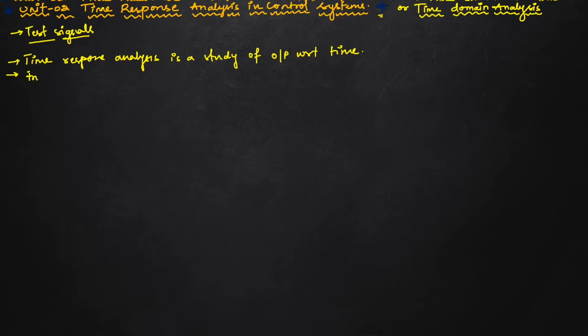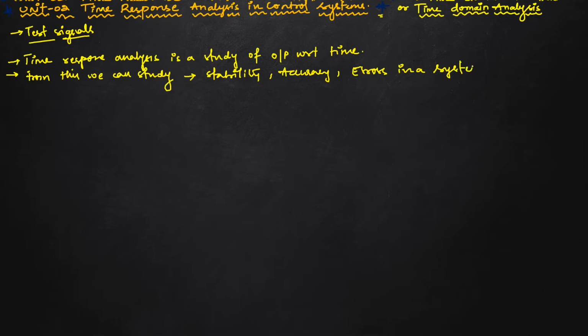From time response analysis, we can study three main characteristics. Those three characteristics are stability, accuracy of the system, and errors present in a system. So by doing time response analysis, we can get an idea of these three things.